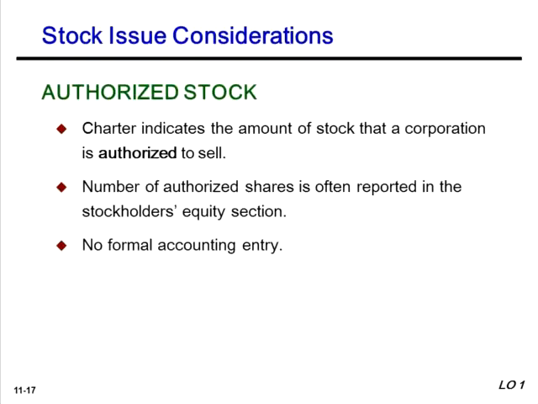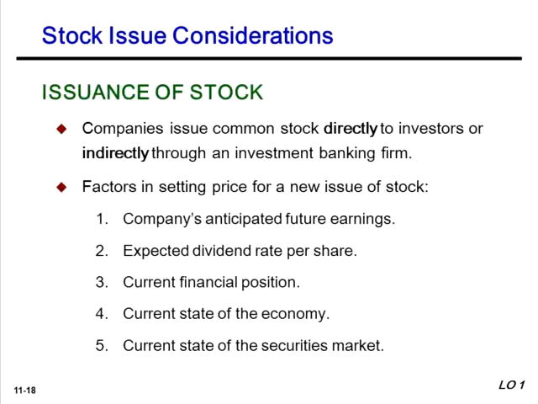What we're going to be doing is going through several slides where there is terminology. So the first one is authorized stock. In the corporate charter there will be the amount of stock that a corporation is authorized to sell. This is a number that the corporation comes up with. It is the maximum number of shares that it will be able to sell. Also, this number is usually reported in the stockholders' equity section of the balance sheet, and there is no journal entry to record the authorization of stock.